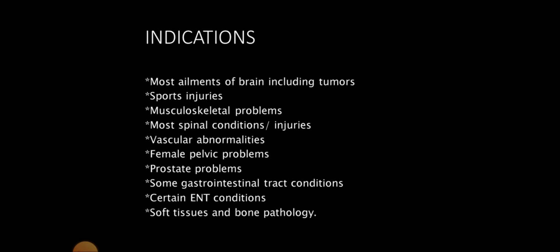Then the indications, mainly conditions of the brain like tumors and hemorrhage. MRI can be done. In sports injuries also, it is indicated. Then musculoskeletal problems, spinal conditions or injuries, any vascular abnormalities, female pelvic problems, prostate problems, any other GIT conditions, ENT conditions. In such conditions also, MRI is suggested, because better than X-ray, there will be detailing of the structures which can be obtained through MRI. So in different kinds of conditions, this MRI can be suggested as a major investigation procedure.